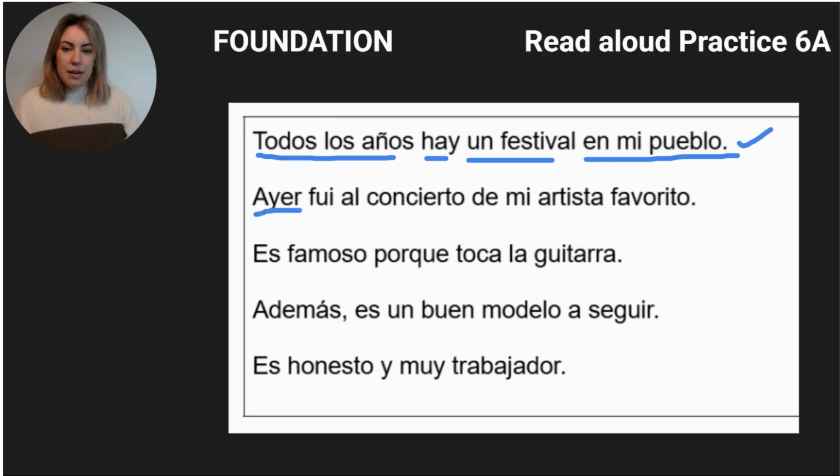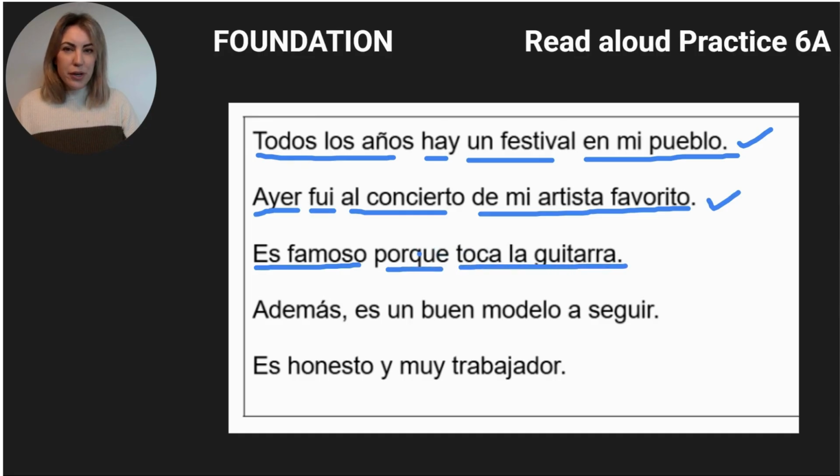Ayer, again, time sentence. Fui al concierto de mi artista favorito. So we're gonna break it down into chunks again. Ayer fui al concierto de mi artista favorito. Yesterday, so I'm saying yesterday, I went to the concert of my favorite artist. See, es fácil. Right, this person, my favorite artist, it's linked, es famoso porque toca la guitarra.